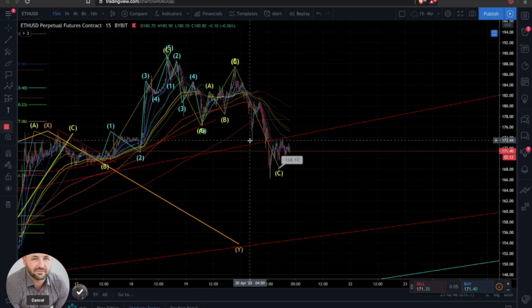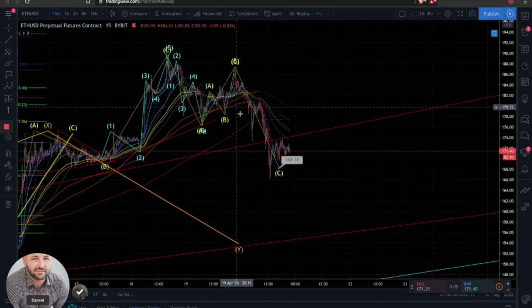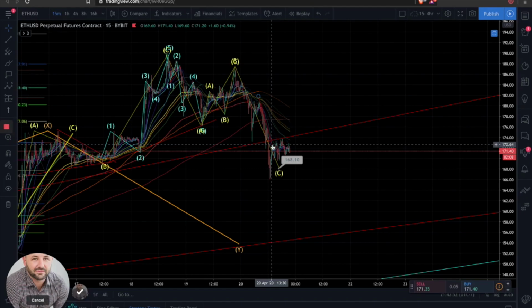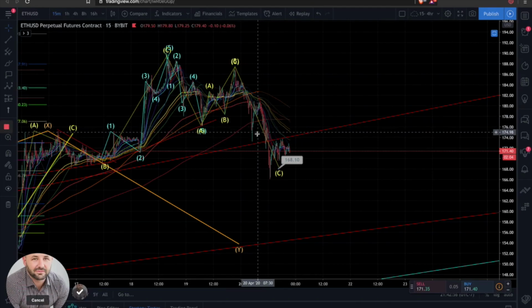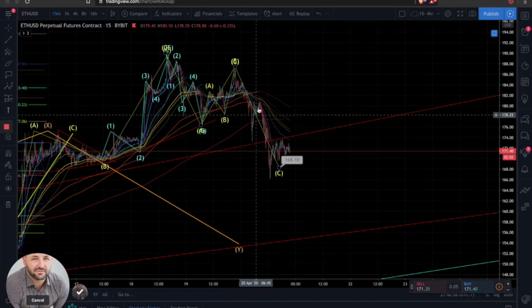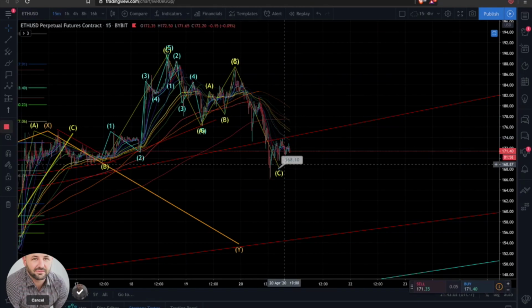If you guys did see my video last night and took a trade, I'm sure you got a decent amount of return off of this drop here. But what we did see is this move up in a 3-wave structure, and that was the dead giveaway that we were ultimately going to go further to the downside.